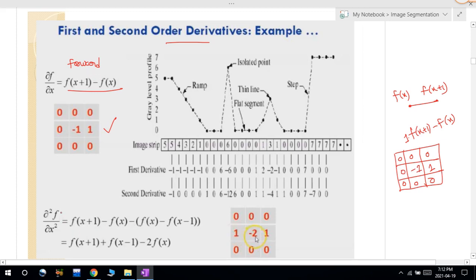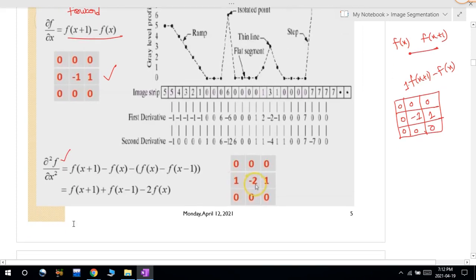And if you are considering the second order derivative, then the final is f of x plus 1 plus f of x minus 1 minus 2 f of x. So if I represent it in the operator format, all the remaining are zeros, because we are considering only a 1D signal. So this is f of x, so the coefficient is minus 2, and f of x plus 1, the coefficient is 1, and f of x minus 1, the coefficient is 1. So 1, minus 2, 1.